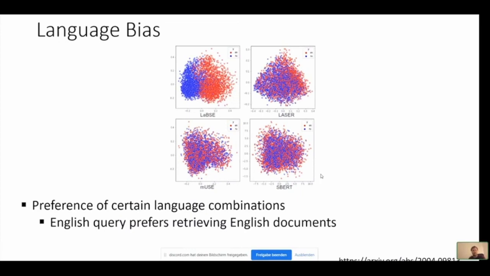Depending on the model, you can have a stronger or weaker language bias. For example, in the top left, we see a model with a really strong language bias, where all the Russian text is in the left part of the vector space and the English text in the right part. At the bottom, we see a model without a language bias, where the text is heavily mixed between the two languages.